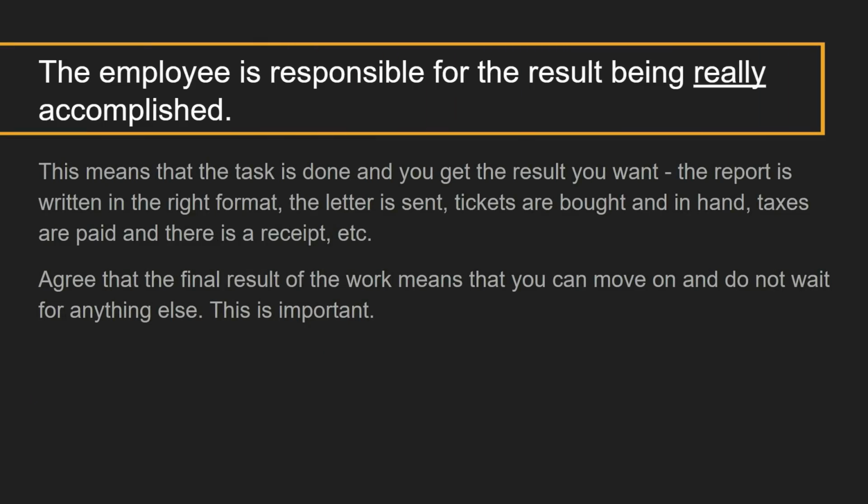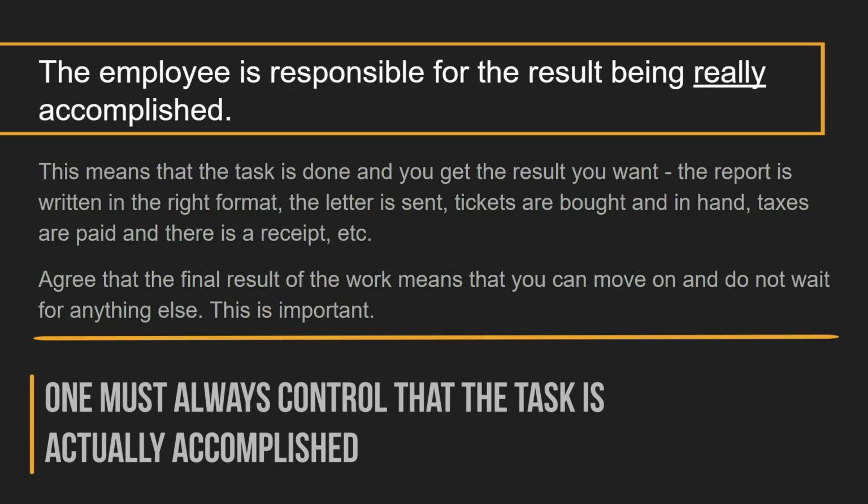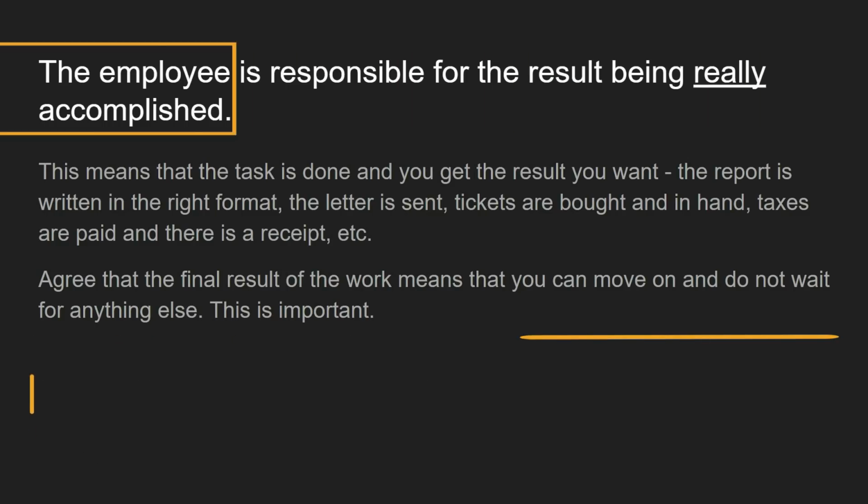Point 7. The employee is responsible for the fact that the result is actually achieved. It often happens that the task seems to be accomplished. The employee completes it, but there is no actual result. For example, order tickets. The task is completed, the tickets are ordered and paid for. You expect that they are already on your desk, but in fact they have just been purchased and you need to go to collect them, bring them back, print them out, and so on. You have to always control that the task is actually done. Agree that the end result of the job means that we can move on and not wait for everything else.